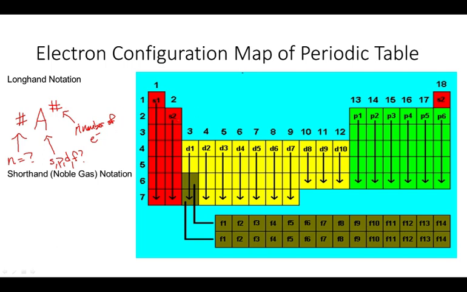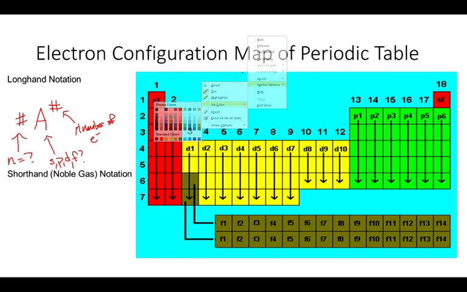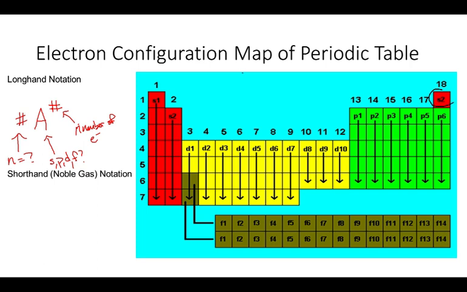So, for example, if I wanted to talk about helium, helium is this guy right over here. Maybe I'll change colors real quick so it's easier to see on the picture. So to do the longhand notation for helium, we're on the n level of 1, and it's in s, and it's got 2 electrons in it, 1 here and the second one over here. So 1s2. That's the longhand notation for helium.